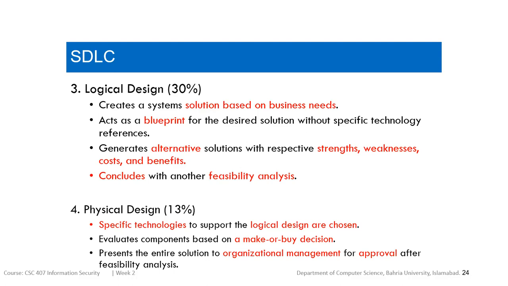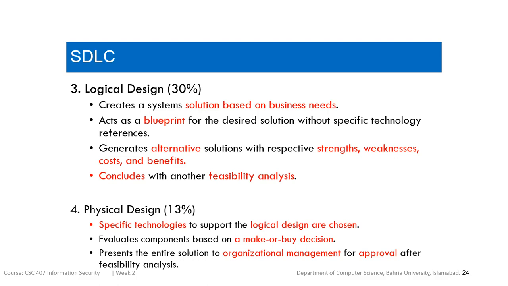Then comes physical design. In physical design, specific technologies to support logical design are chosen. So in this phase, physical design is being carried out, and in this you will understand what are the technologies, what are the frameworks you are going to use for development of your software product, and then you will evaluate the component based on make or buy decision.